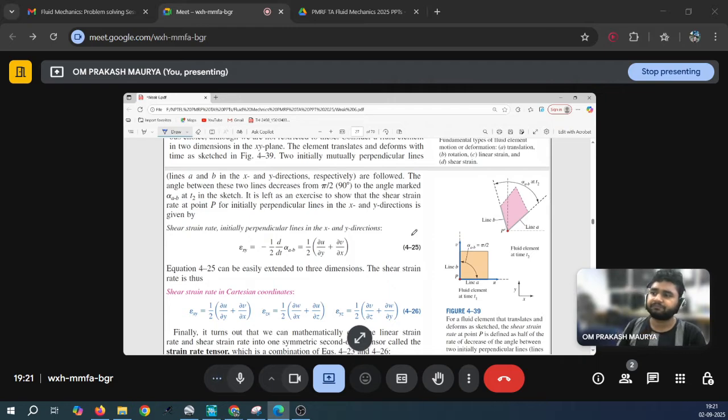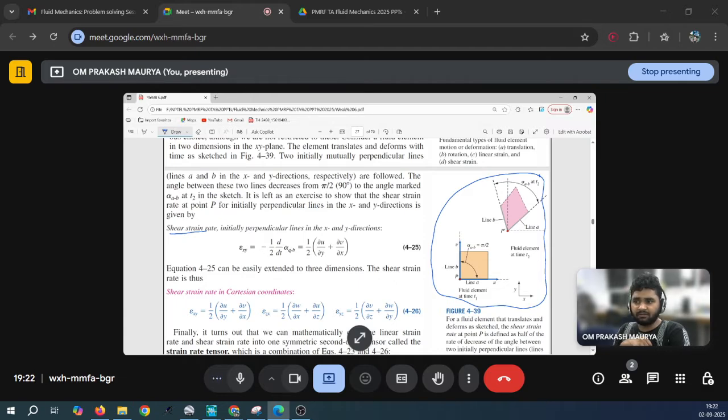Yes, here we have what I want to show you. The question is about the shear strain rate, and here we have the explanation of how we calculate it. It is the change in angle from A to B with respect to time, so the final expression will be half of del u by del y plus del v by del x.